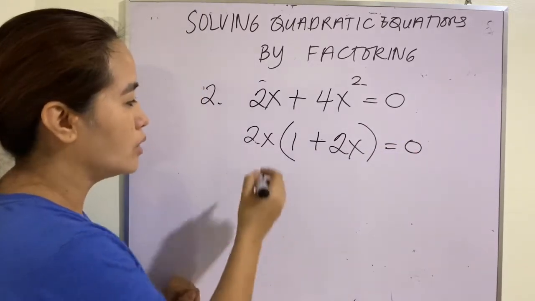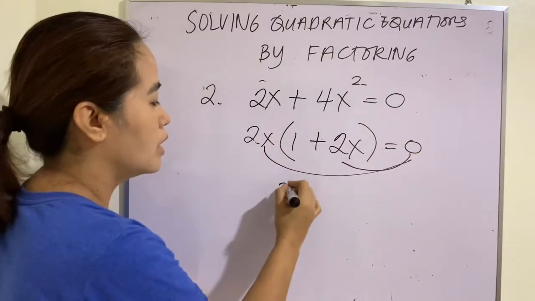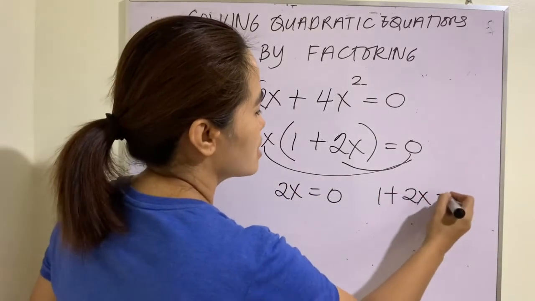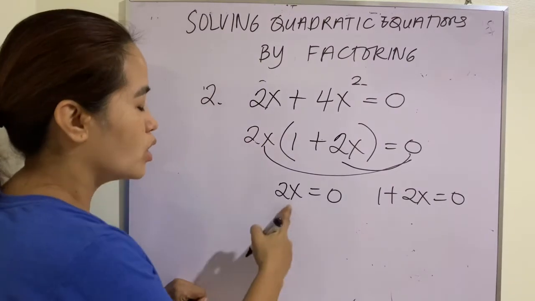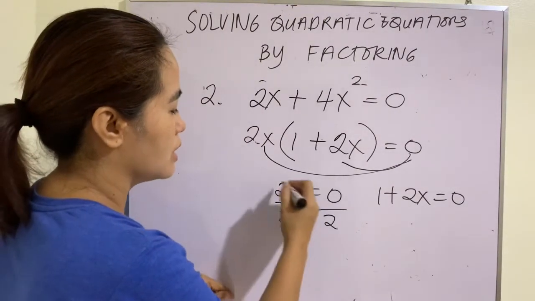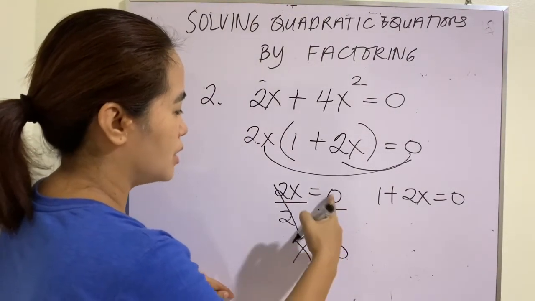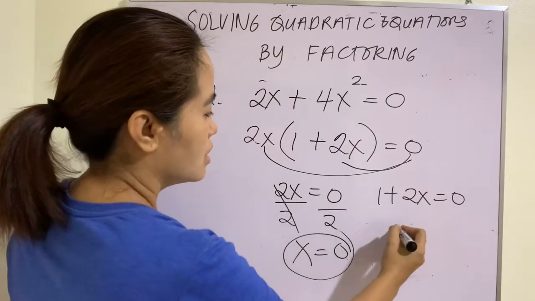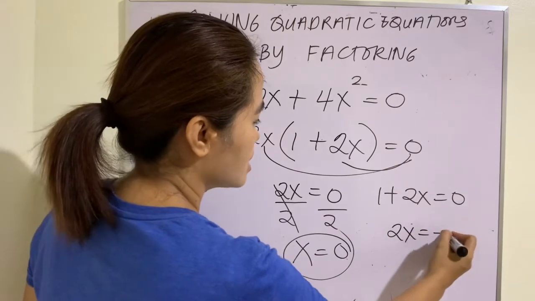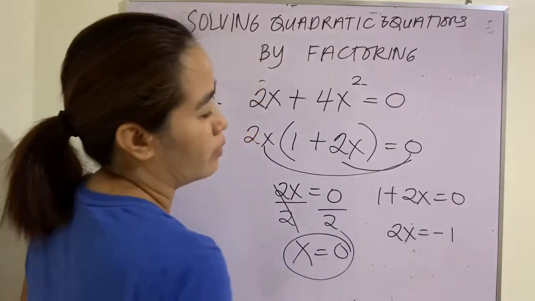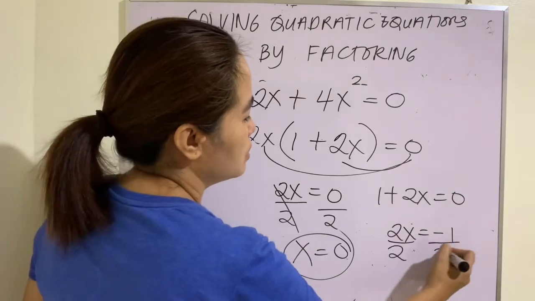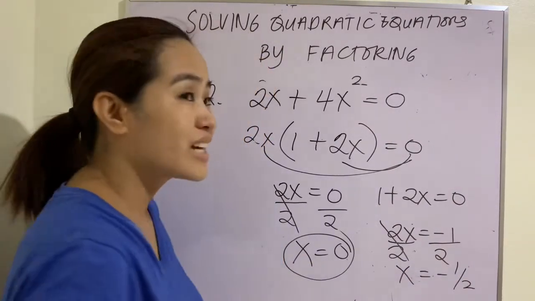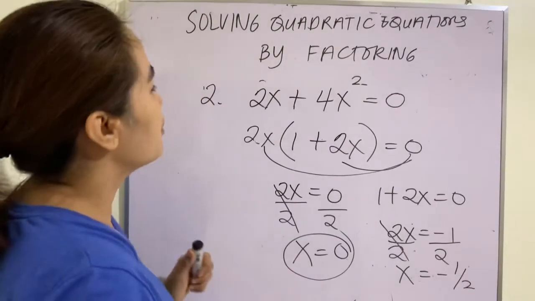And then after that, you equate each factor to 0. That will be 2x equals 0, and 1 plus 2x equals 0. Okay? Solving for x, you divide both sides by 2. That will be 0 divided by 2 is 0. This is the first value of x. The second value of x is, you transpose this, it's negative 1. Divide both by 2. So that is x is equal to negative 1/2. That's example number 2.